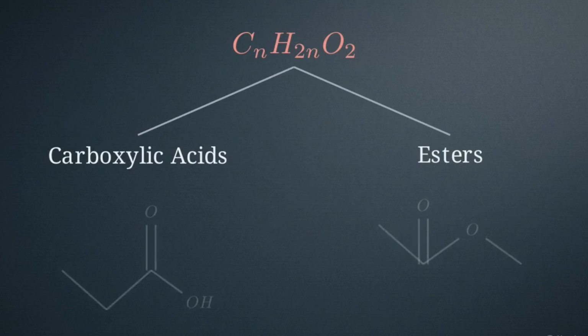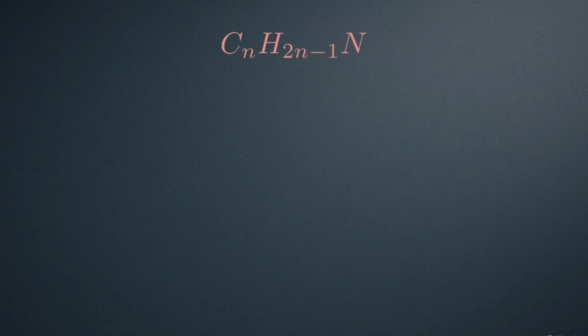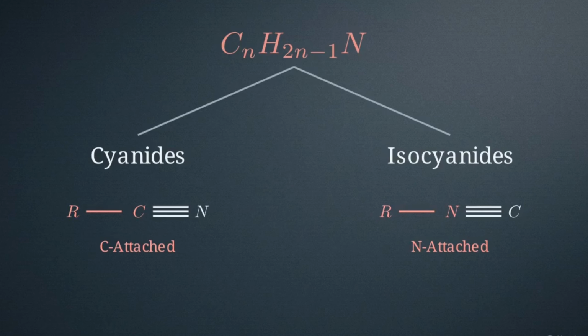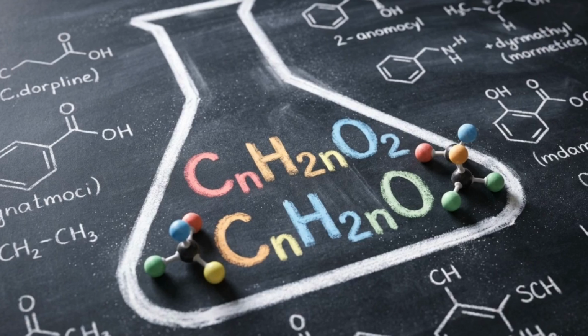Adding a second oxygen gives us the formula CnH2nO2, which forms the third dyad. This locks the molecular possibilities into carboxylic acids and esters. We see the same behavior in the nitrogen dyad, where the attachment shifts from a carbon atom in cyanides directly to a nitrogen atom in isocyanides. Recognizing these fixed formula dyads allows chemists to narrow down the universe of possible structures before drawing a single bond.